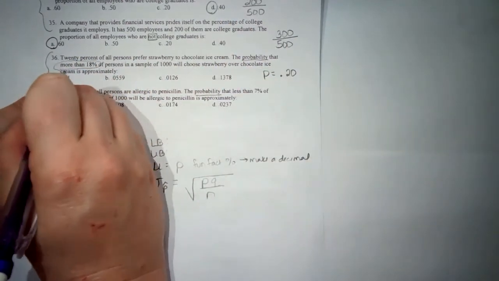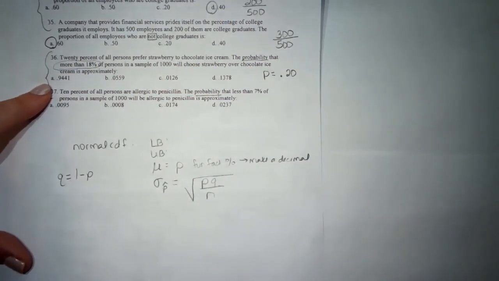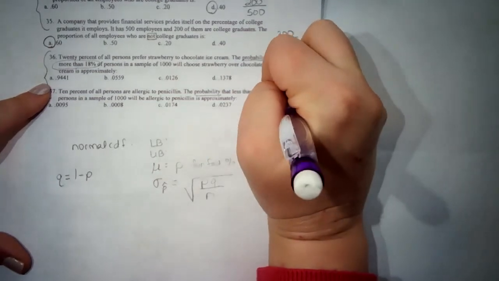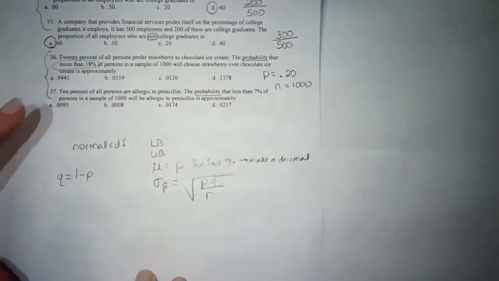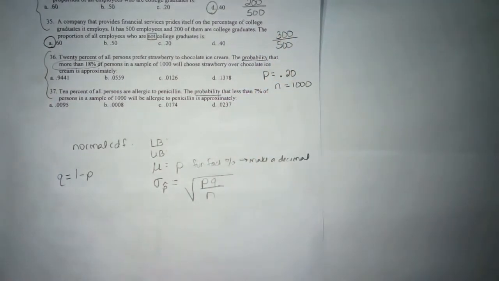The probability that more than 18% of all persons in a sample of 1,000 will choose strawberry over chocolate ice cream.